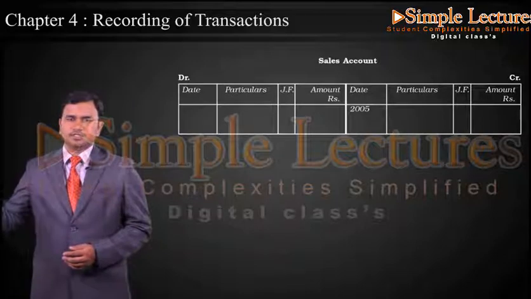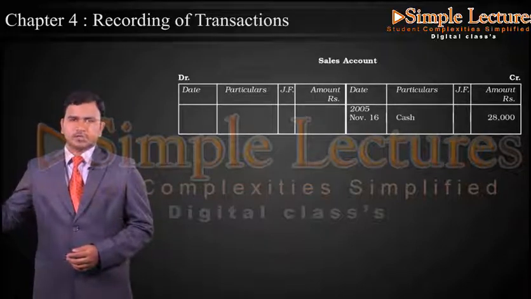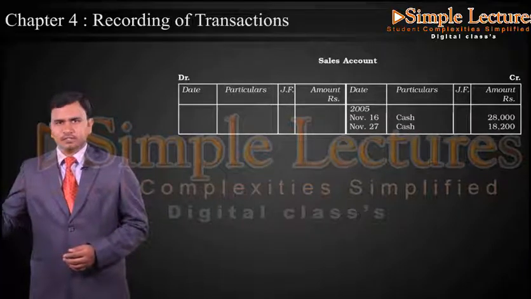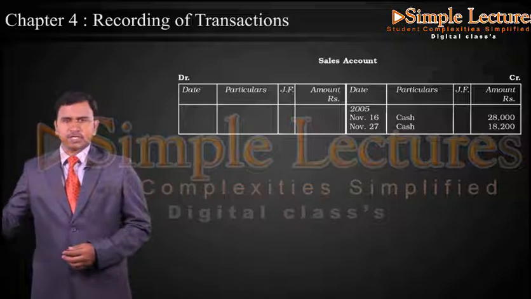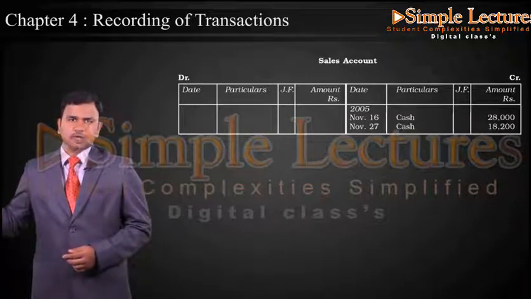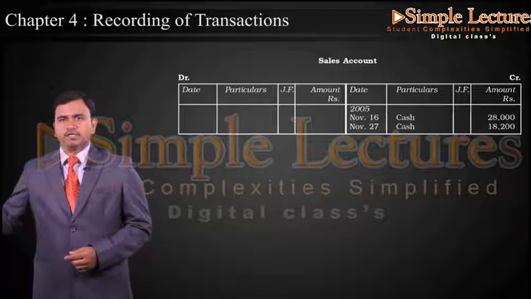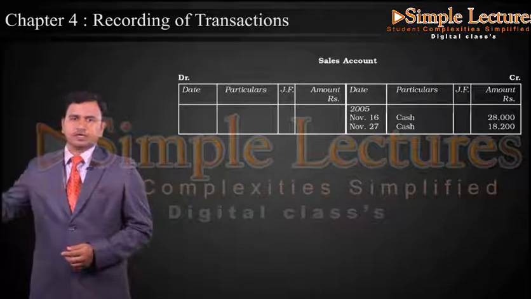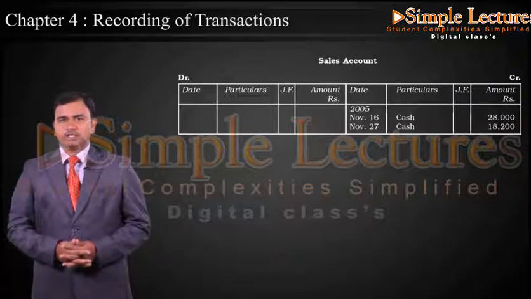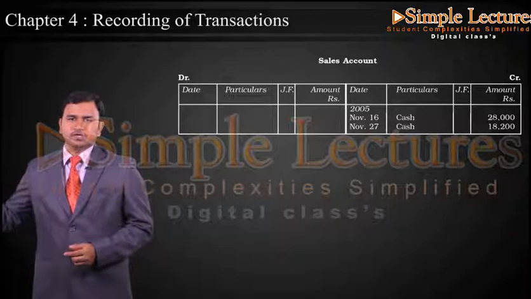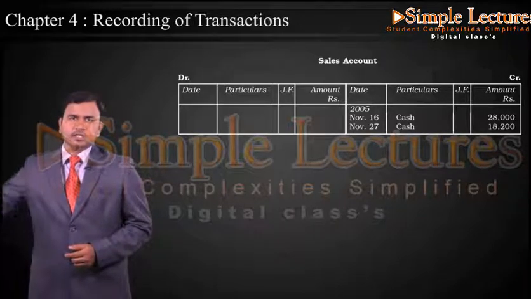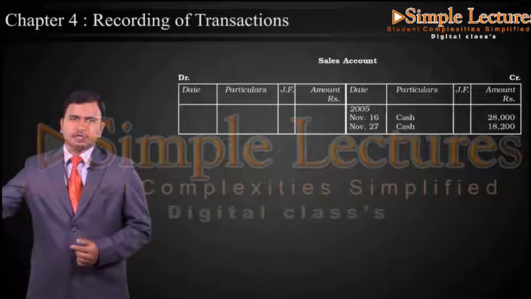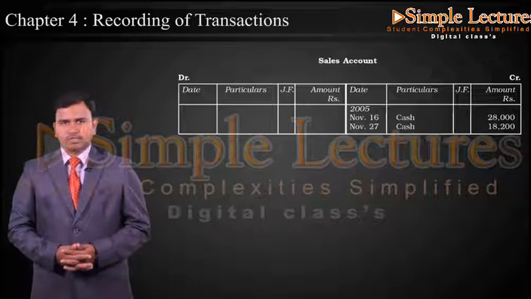The entry here is November 16th, by cash account, 28,000. Another entry was on November 27th, which will again be taken in the credit side: November 27th, by cash account, 18,200. We have only two entries here, so this account should be closed. We take the total of the credit side, 28,000 plus 18,200, so the total will be 46,200 in the credit side, and the same 46,200 in the debit side. Above that, balance carried down, and next to the total, balance brought down.